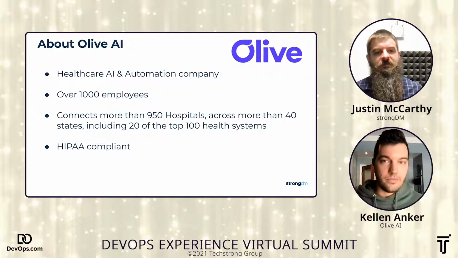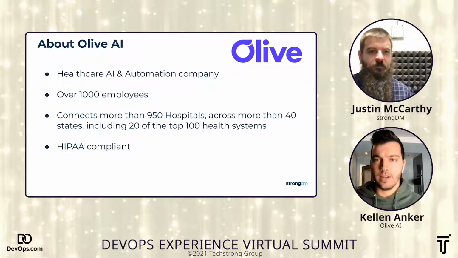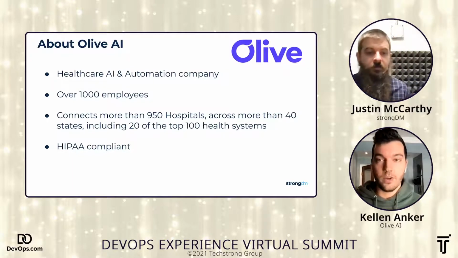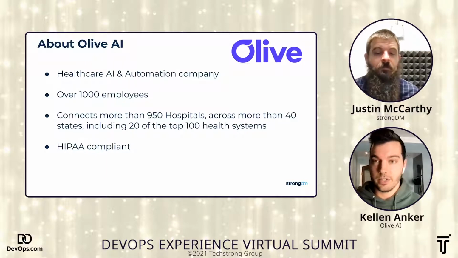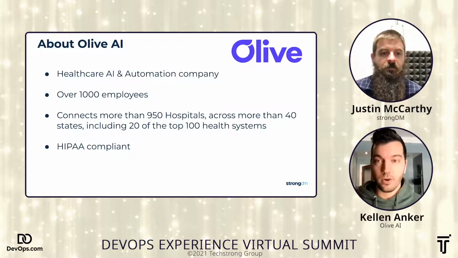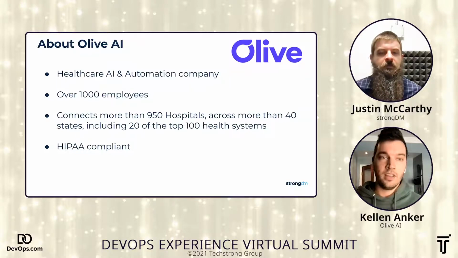Continuing on this thread about Olive, we employ a little over 1,000 employees at this point. And our network of hospitals and care providers spans over 40 different US states. I think the count is around 42 now. This also includes around 1/5 of the top 100 healthcare systems in America. And if you've ever worked at a healthcare company before, security and compliance is our number one priority, is paramount, right? So we are a HIPAA compliant entity, which drives a lot of our decisions at Olive.